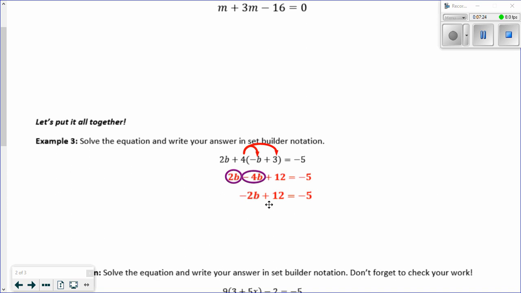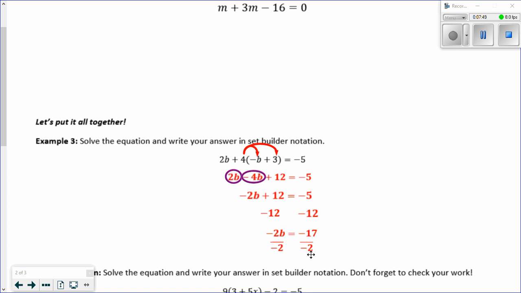So I'm going to subtract the 12 from both sides because I want to get rid of that first. The 12s will cancel out here, and this will become negative 17. I'm going to divide both sides by 2, and the negative 2's will cancel out with the b, leaving me with just b. Negative 17 over negative 2 you can leave as an improper fraction, but you've got to simplify it.